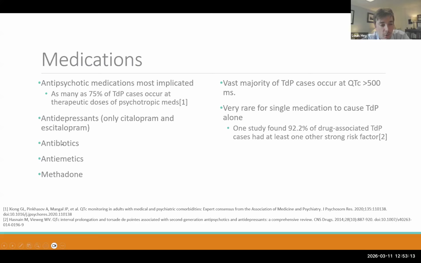Antibiotics, especially fluoroquinolones, antiemetics. And then methadone is kind of a beast all on its own. We'll talk about that just a little bit, but that one is very much implicated in both prolonged QT and torsades.